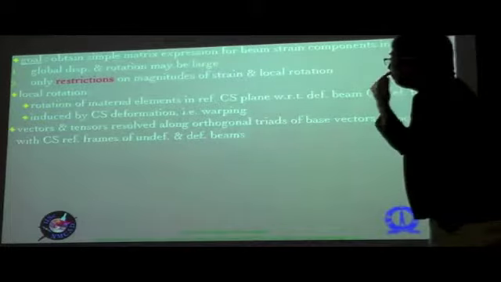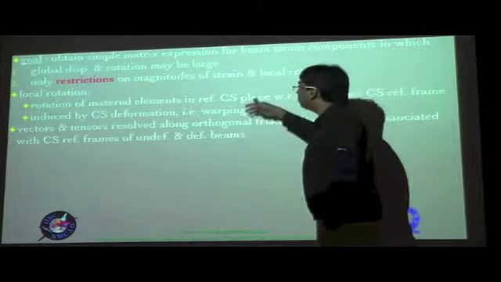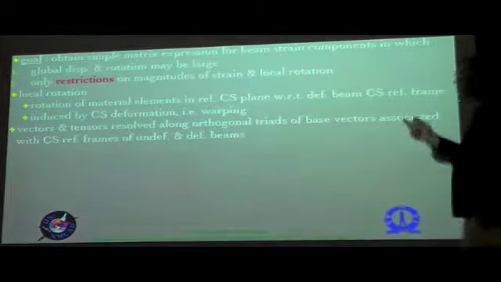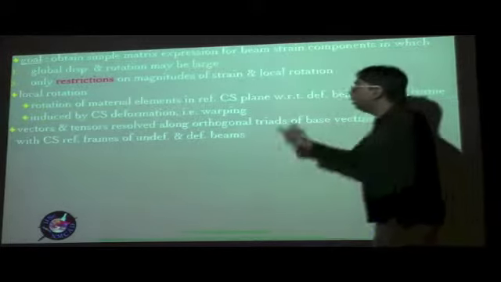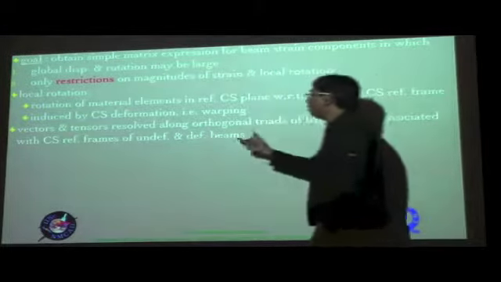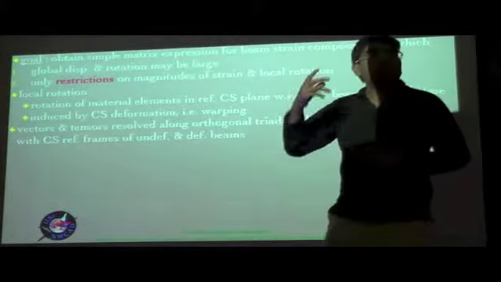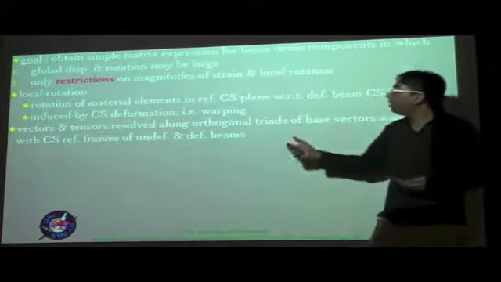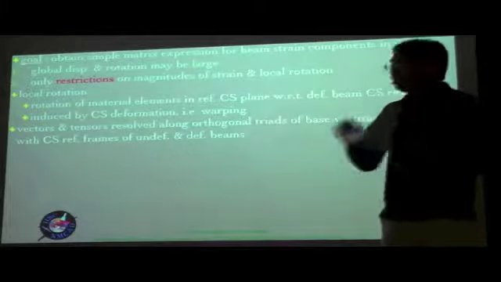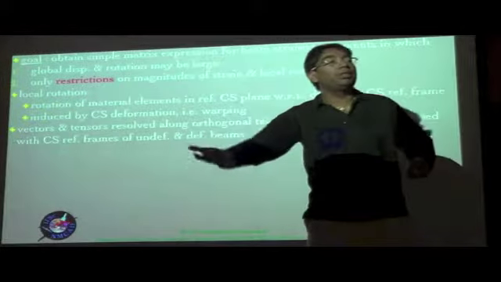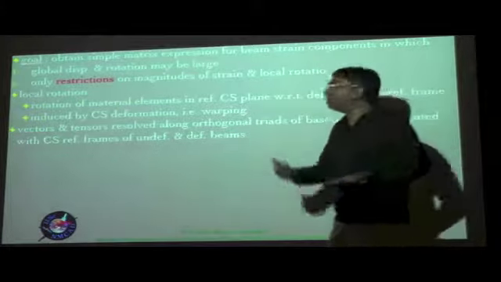So local rotation we already saw is basically one of the aspects of warping. Vectors and tensors are resolved along orthogonal triads of base vectors which are associated with the cross-sectional reference frames of undeformed and deformed beams. So we already introduced in the schematic a small b1, b2, b3 system and a capital B1, B2, B3 system. So there will be many other vectors and tensors which are associated, let's say for example the displacement, etc. So each one of those are the tensors like the strain tensor, etc.